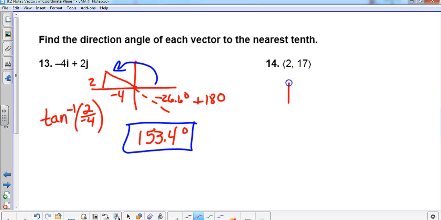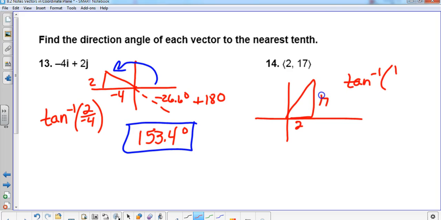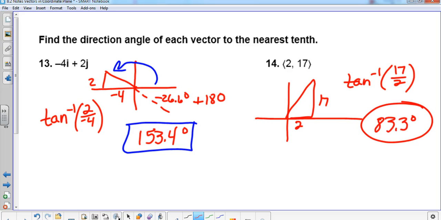217, this is an easy one. Do we have to do anything? No, because it's already going to give us a quadrant 1 answer when we type in inverse tangent of 17 over 2. We get what? 83.3? Is that in the correct quadrant? Yes, so we're good to go.